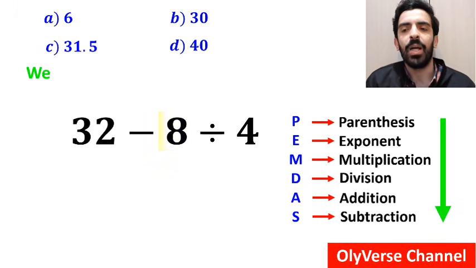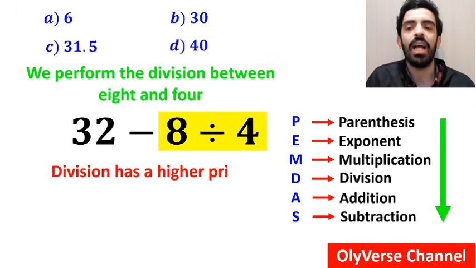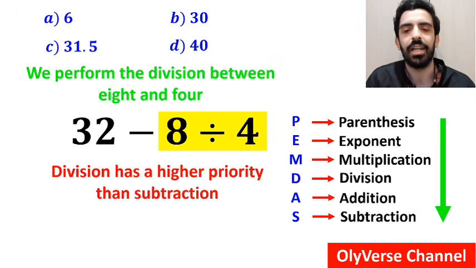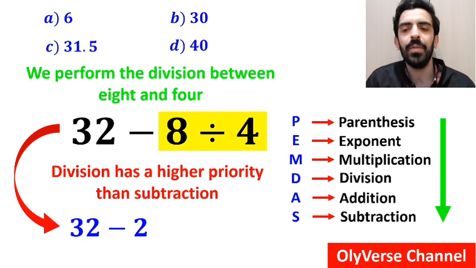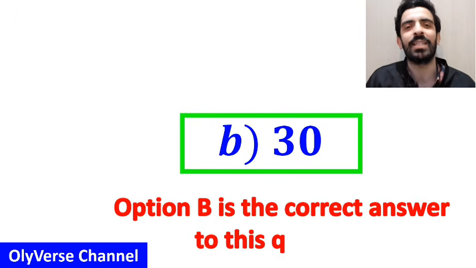And the final step, we perform the division between 8 and 4 because division has a higher priority than subtraction. So, this expression simplifies to 32 minus 2, which finally gives us the answer 30. That's great. Option B is the correct answer to this question.